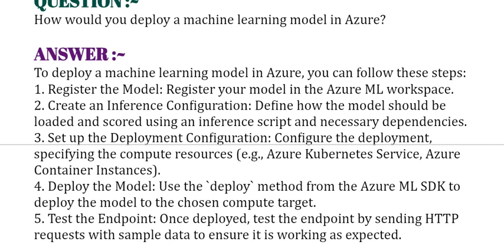Step 3. Set up the deployment configuration. Configure the deployment, specifying the compute resources, for example Azure Kubernetes Service or Azure Container Instances. Step 4. Deploy the model. Use the deploy method from the Azure ML SDK to deploy the model to the chosen compute target. Step 5. Test the endpoint. Once deployed, test the endpoint by sending an HTTP request with sample data to ensure it is working as expected.